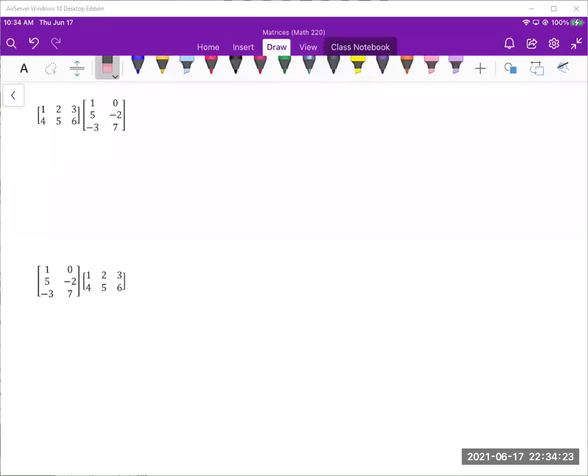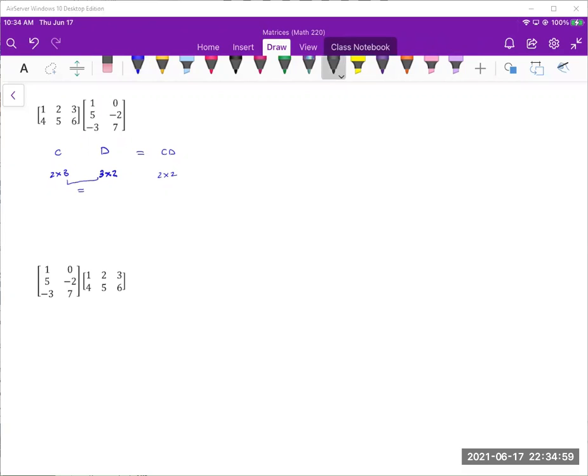Okay, let's try out a few more examples. So here we have, I'm going to call these matrices C and D. We have a 2 by 3, so 2 rows, 3 columns, multiplied by a 3 by 2 matrix. Notice that the number of columns of C is equal to the number of rows of D. And so the product makes sense, and it will be a 2 by 2 matrix.